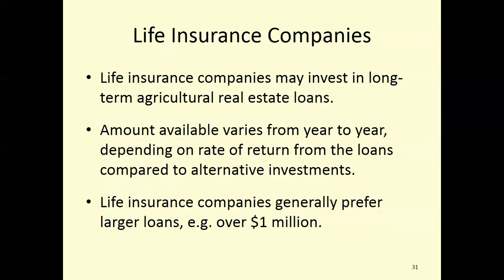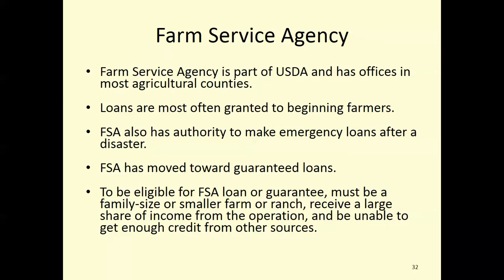Life insurance companies can also invest in long-term agricultural real estate loans. Not as common, but it is possible. The amount available varies from year to year depending on the rate of return from the loans compared to alternative investments. Life insurance companies generally prefer larger loans over $1 million. The Farm Service Agency is part of the United States Department of Agriculture and has offices in most agricultural counties. Loans are most often granted to beginning farmers. Farm Service Agency also has authority to make emergency loans after a disaster.